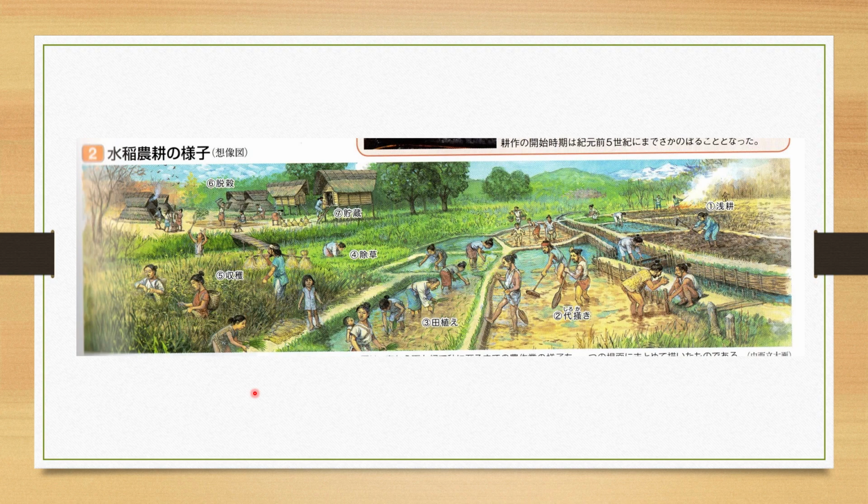This is just an image from a high school history textbook of what a Yayoi village might look like in simple rice cultivation. You can see that village sizes are now much bigger. There are many more people involved in this process of rice planting and cultivation.